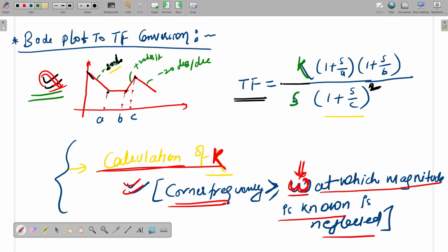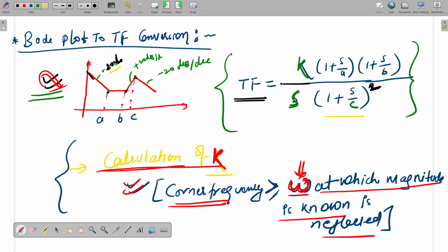So 1 plus S by A. Again at B, it is becoming from 0 dB to plus 20 dB. So plus 20 means again we are adding a 0 here. So 1 plus S by A, 1 plus S by B, and at this C point it is becoming minus 20. So from plus 20 to minus 20, it means minus 40 we are adding, and minus 40 means 2 poles we are adding at C.